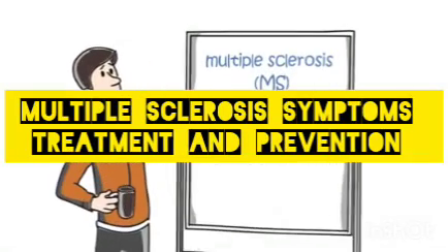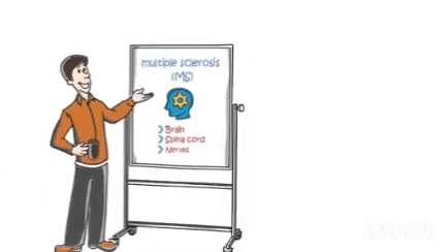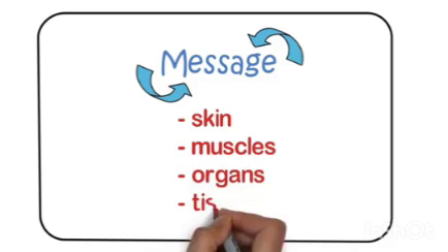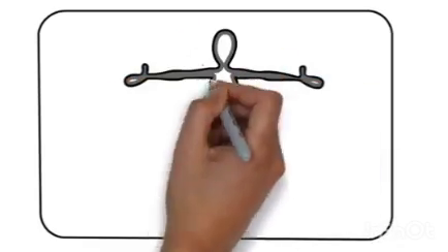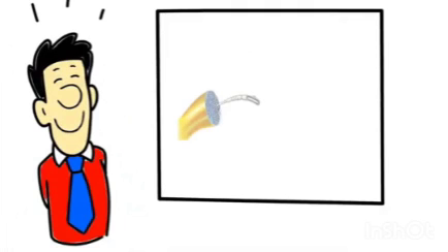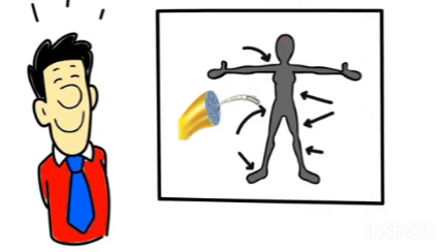MS, it is important to have a basic understanding of the brain, spinal cord, and nerves. Nerves come out of your brain and spinal cord and take messages back and forth from your skin, muscles, organs, and tissues. Nerves are vital for our body to function properly. We have thousands of nerve fibers that carry information from your brain to different areas of the body.